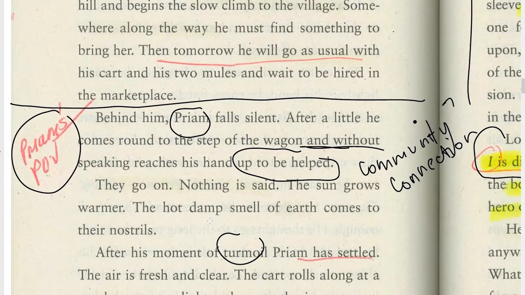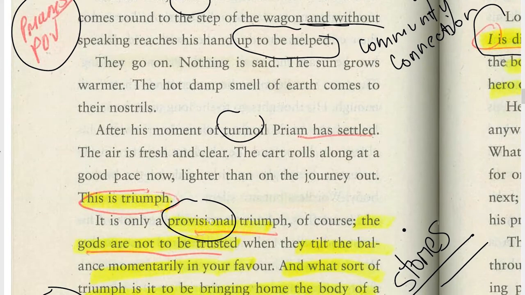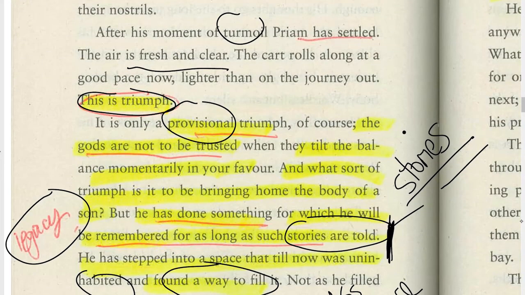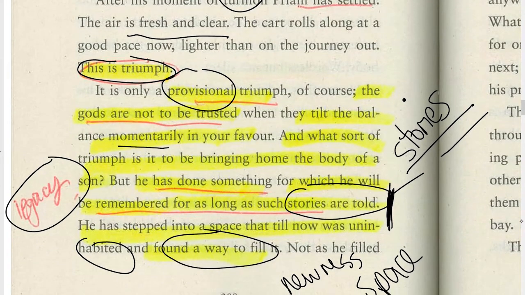And then we have a shift here to Priam's point of view. Priam falls silent, and here he reaches his hand up to be helped. So where before he wanted to get down on his own and do his grieving, now he's accepting help. And after this moment of grief or turmoil, Priam's settled. The air is fresh and clear, perhaps symbolic too of the newness of this action, and now this is triumph. But only a provisional triumph, of course, because the gods aren't to be trusted when they tilt the balance momentarily in your favor. So this action may have momentarily left us in the favor of Priam, but he says, what sort of triumph is it to be bringing home the body of a son? But he has done something for which he will be remembered for as long as such stories are told.